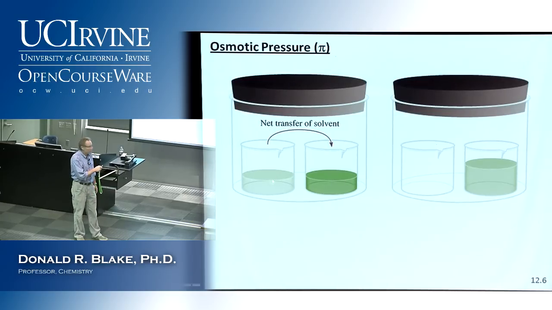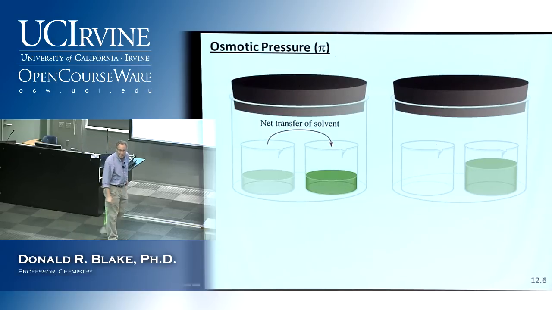This is pure, this is not pure. So this has a higher vapor pressure. More water molecules jump out of here and get up here. And then this has lower vapor pressure. They jump into here. You can actually make that happen.